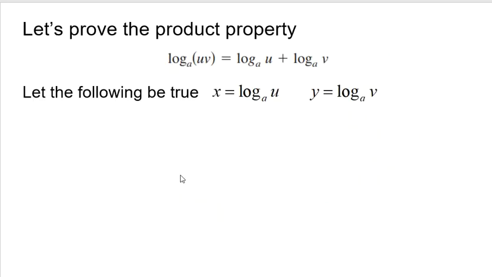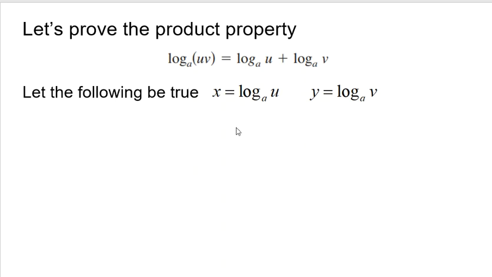Okay, so let's briefly pause. I want to make sure that you understand where these rules come from and why they actually work, why they're true, because they're very weird rules. Like, how could you go from multiplication to addition? How does that work? Well, let's prove it so you can actually understand it real quick.